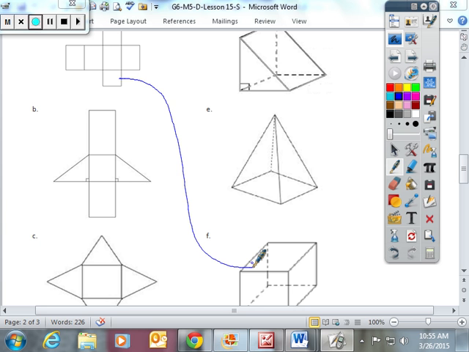Okay. This one has rectangular sides, but 2 triangles here as well. That is going to be a triangular prism, and that is right here. And the last one looks to be a square pyramid because it has a square base with 4 triangle sides. Okay, hopefully you wrote the name of each one underneath for your notes today, and that's a short summary of today's lesson, lesson 15.